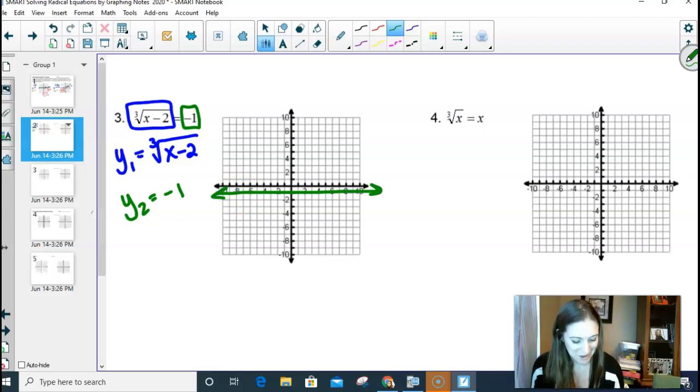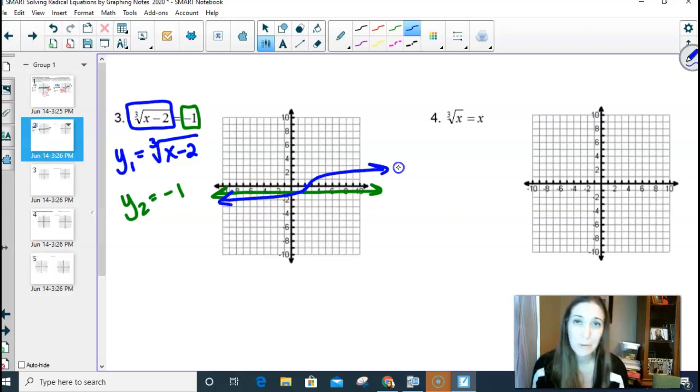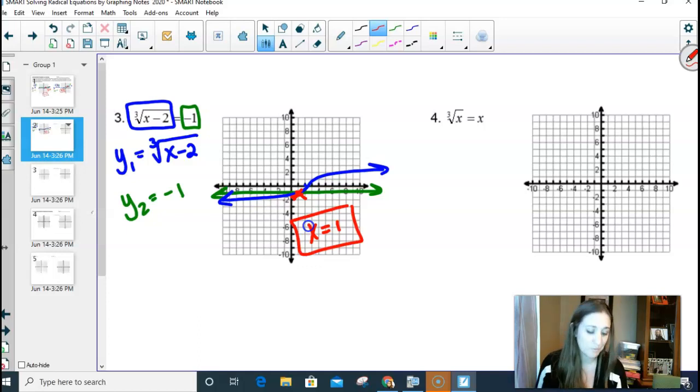So close. All right. Let's see. Negative 2 is a right 2. I know it crosses there, and then it looks something like this. Okay, well, I didn't say I had to graph it well. Just do better than me, okay? And then you're going to notice the place in which they intersect is at x equals 1. And that is the solution to the question.